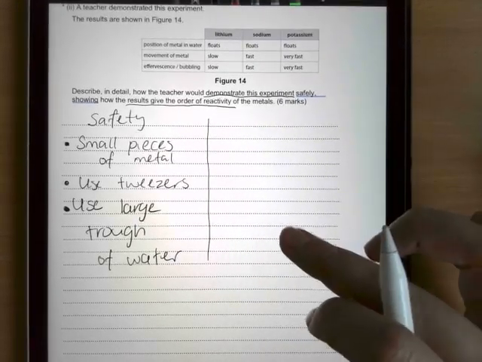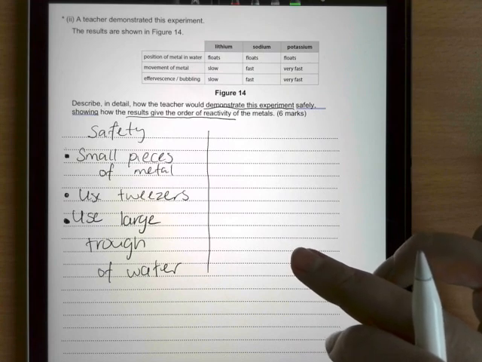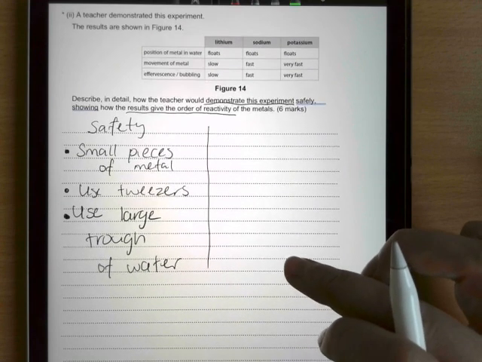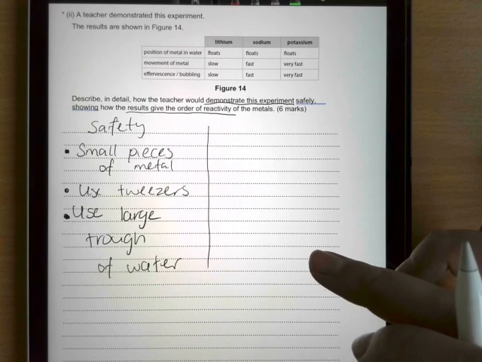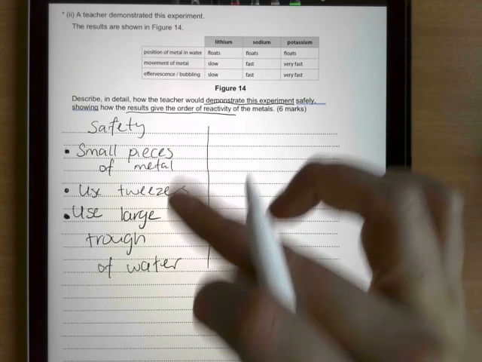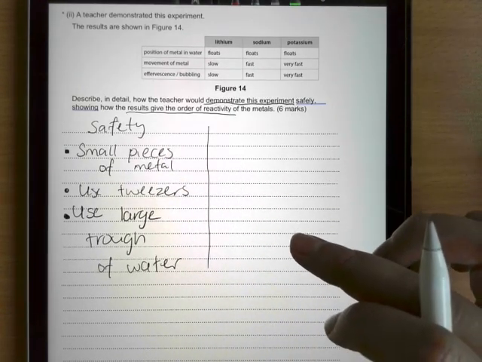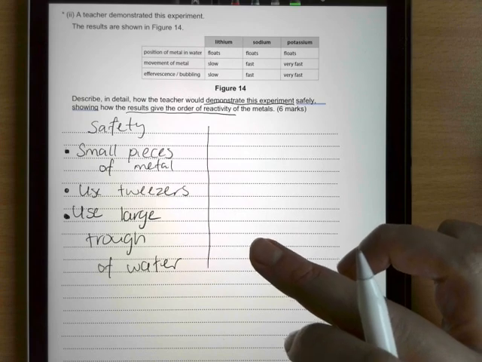Other things for safety, you can mention wearing goggles, you can mention standing well back when you drop the metal in. You could use a safety screen, so just a piece of plastic in front of the trough where you're doing the reaction. So if you look at the mark scheme, you'll get all of the acceptable answers. You don't need all of them, you just need 2-3 points.